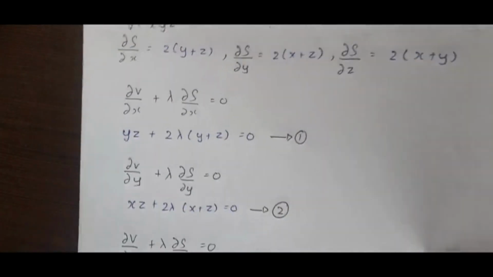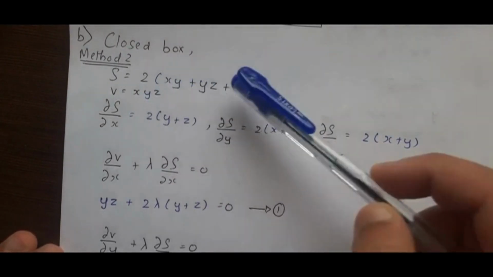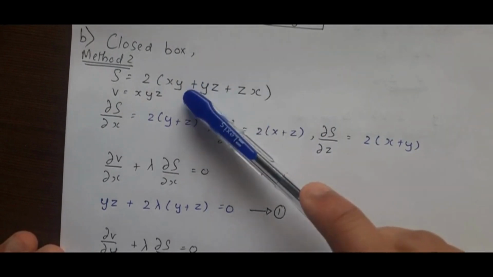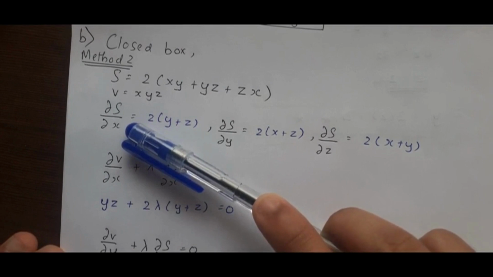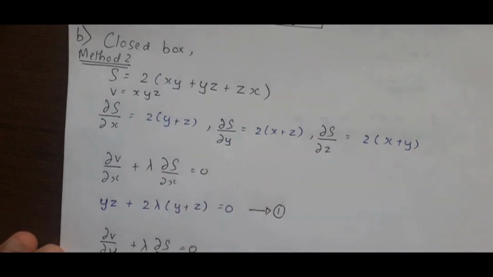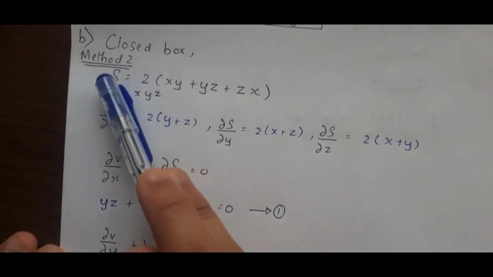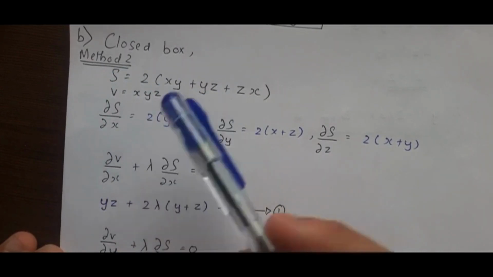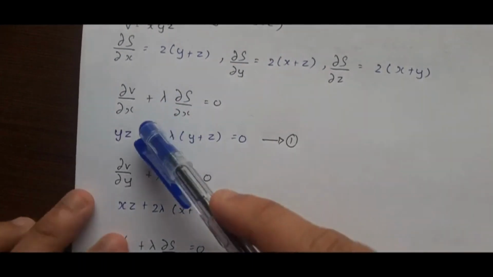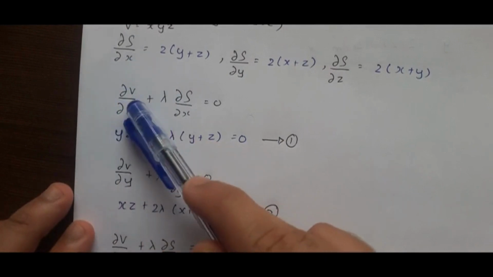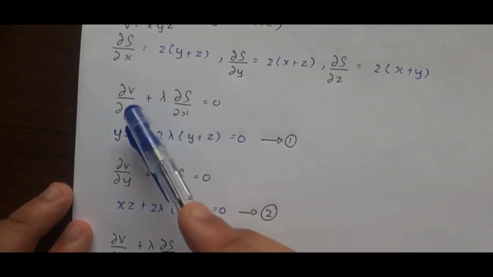Now for the closed box case, the only thing changing is the surface area, which becomes twice of xy plus yz plus zx. The volume remains the same. Following the same initial steps, rather than taking dou L by dou x, I have written it as dou S by dou x. So before we take the Lagrange multiplier, we are taking an individual derivative of the surface area. So we have got twice y plus z, twice x plus z, twice x plus y. Now taking it in the form of Lagrange multiplier, where this is going to be a derivative of f of x comma y comma z, this is derivative of g of x comma y comma z. That's what we have done.